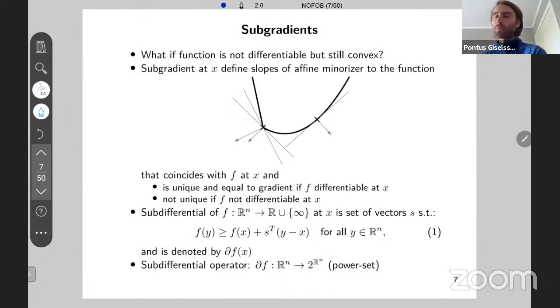So at that point, we instead have something that's called a subgradient. What the subgradient does, a subgradient at x, is define the slope of an affine function that is a minorizer to the function. An affine minorizer in this context means that the affine function is below the original function, and it touches the function at x. It touches the function here. So every subgradient at x defines the slope of an affine minorizer that touches the function at x.